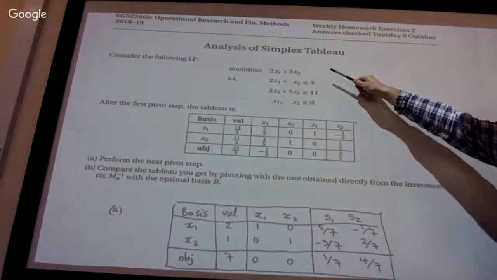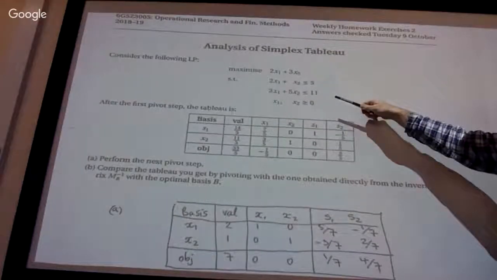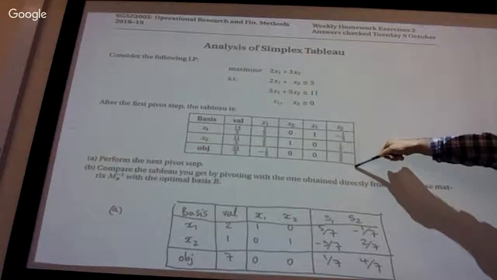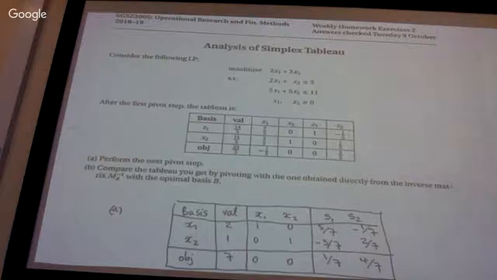I've got small letters, but I'll give you a problem. I gave you the simplex tableau after the first pivot step. It asks you to do the next pivot step in question 8. Okay, so I've done that.